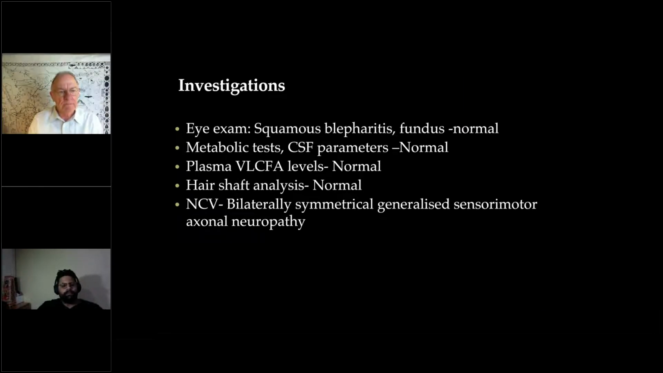So these were the initial investigations. Eye examination showed only blepharitis, normal fundus. Routine metabolic tests, including TMS, GCMS, and CSF were normal. We had done plasma VLCFA analysis, which was also normal. Hair shaft analysis was also normal. And NCV showed a progressive sensory motor axonal neuropathy.